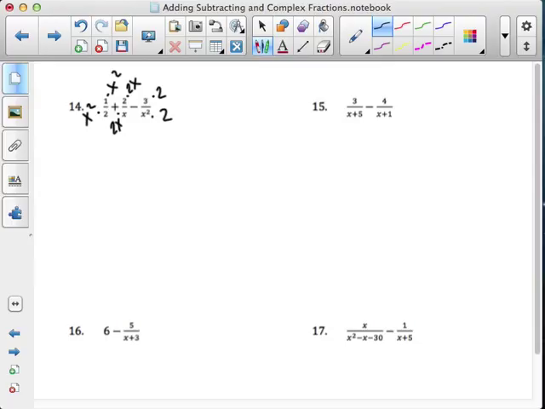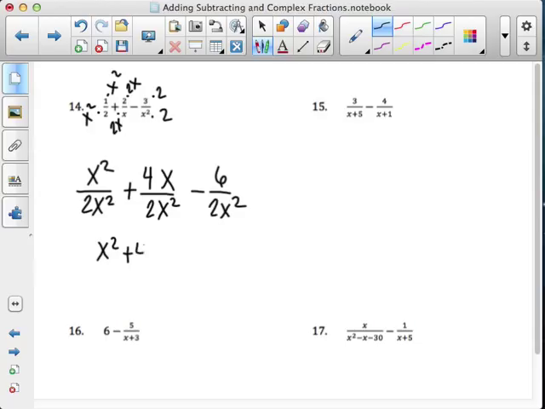So that gives me x squared over 2x squared plus 4x over 2x squared minus 6 over 2x squared. And notice all my denominators are the same. So I have x squared plus 4x minus 6 all over 2x squared. Now, even though I could maybe factor the numerator, I know that nothing's going to cancel with this 2x squared in the denominator, so I'm just going to leave it. Final answer.